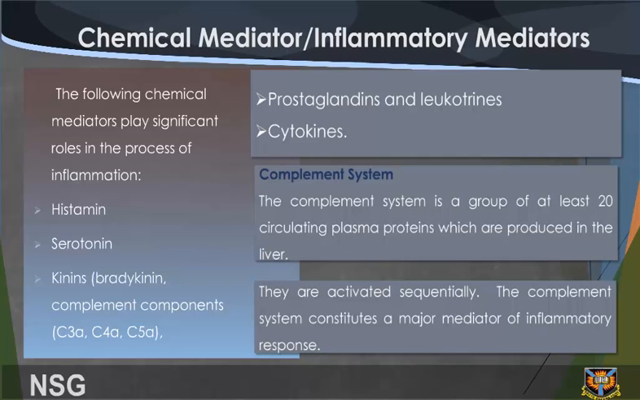The complement system is a group of at least 20 circulating plasma proteins which are produced in the liver. They are activated sequentially. The complement system constitutes a major mediator of inflammatory response.